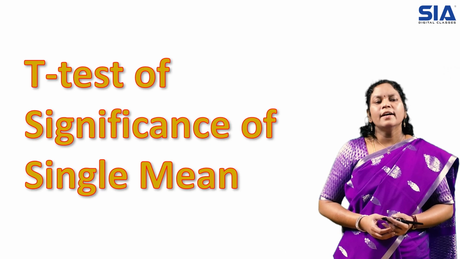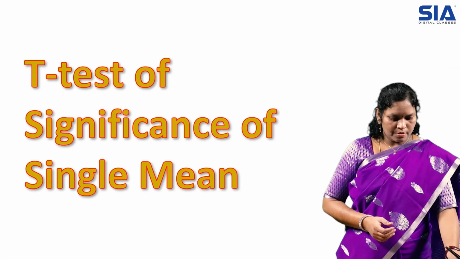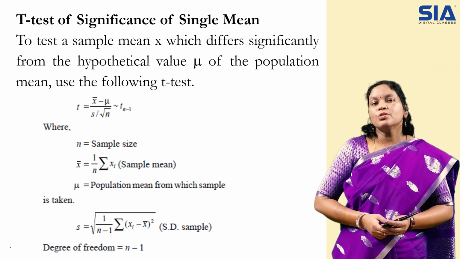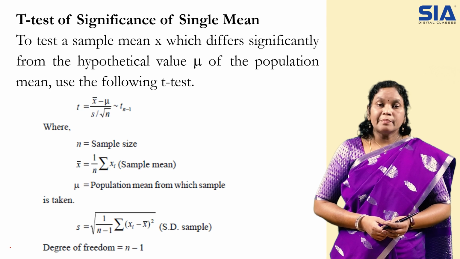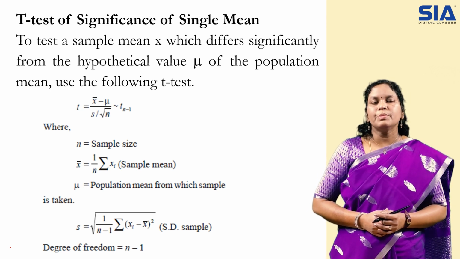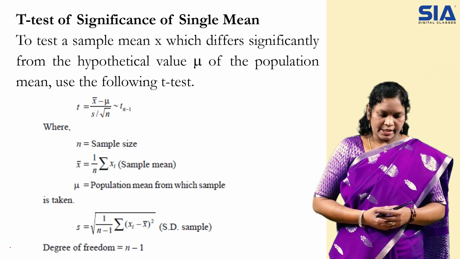Today's concept is t-test for single mean. So let us check how the concept goes on. Here we have the t-test of significance on a single mean. To obtain a single mean, whenever we have data for a single mean, let us check the formula and the procedure.